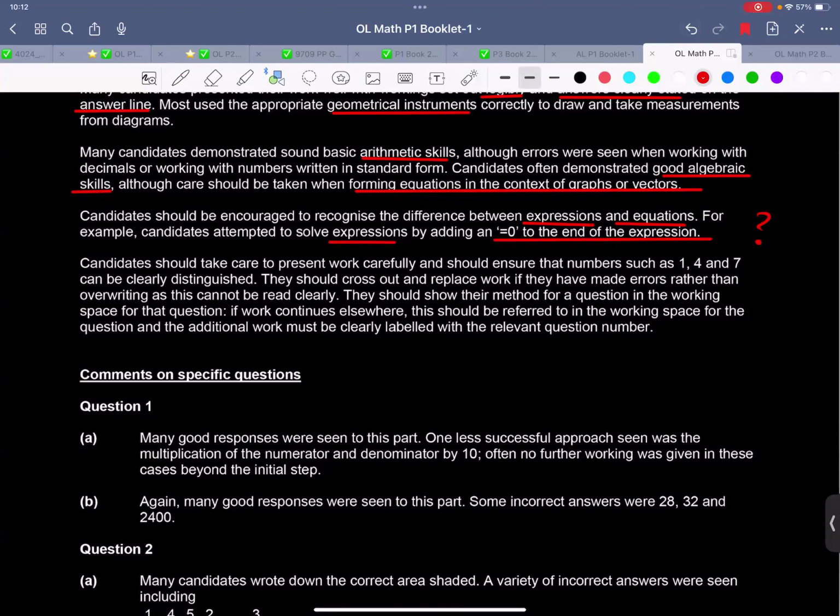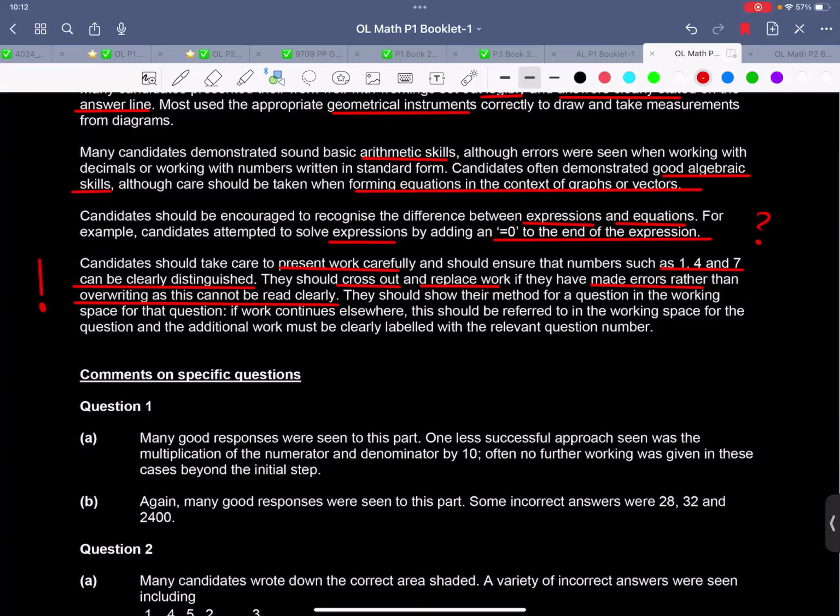Candidates should take care to present work carefully, and should ensure that numbers 1, 4, and 7 can be clearly distinguished. That means 1 and 4 should not look the same, and 4 and 7 should not look the same, and vice versa. They should cross out and replace work if they have made errors rather than overwriting, as this cannot be read clearly. This is very, very important.